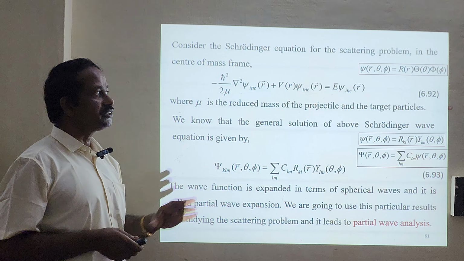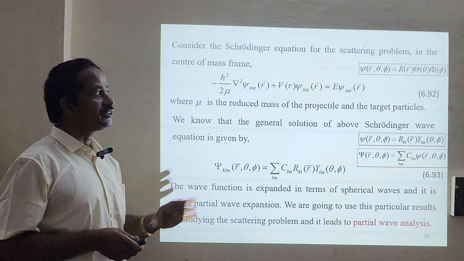We know that the general solution of the above Schrödinger equation is given by this. Look at this equation. We know that the wave function is nothing but the product of radial part and angular parts. So for example, which we learned already in the hydrogen atom in quantum mechanics 1, it is the product of radial part and angular parts. So psi is a function of r, theta and phi. Theta and phi together, what we call Y L M, spherical harmonics. Y L M of theta comma phi, spherical harmonics.